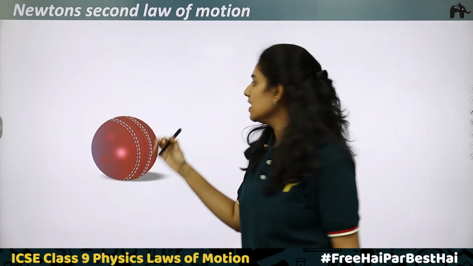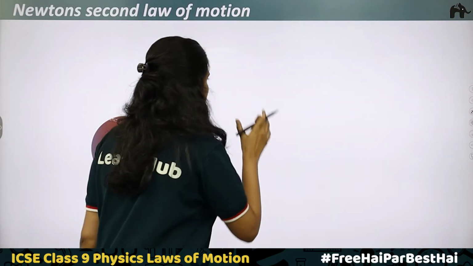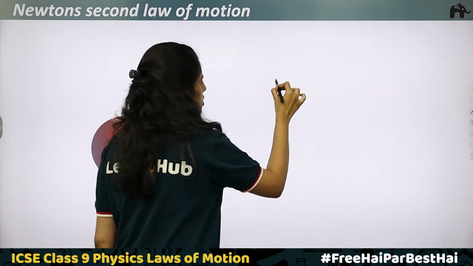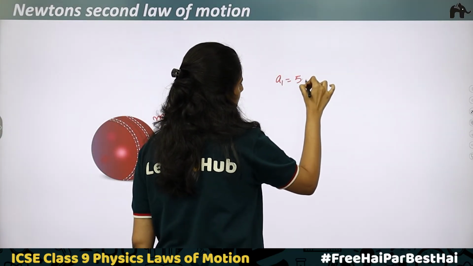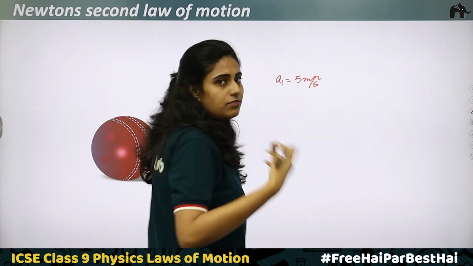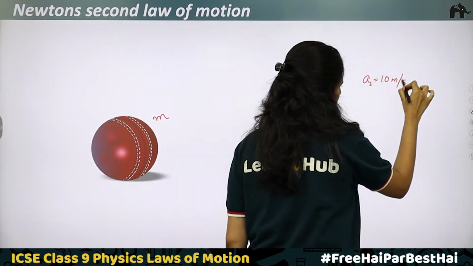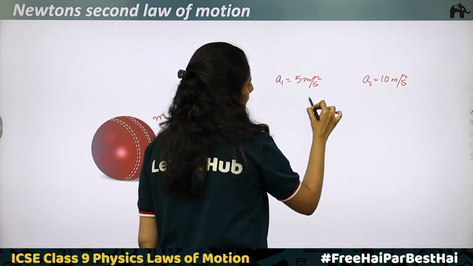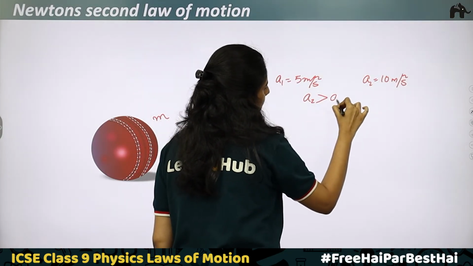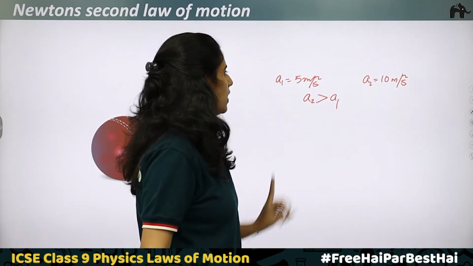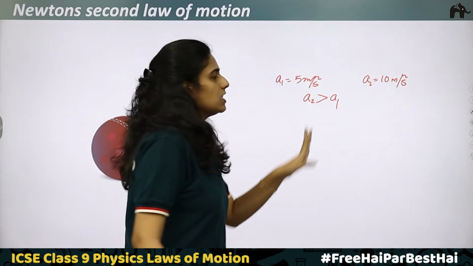Here you can find a ball. Let's say the mass of the ball is m. When a force is applied on the ball, the ball will start moving. Why is it happening? Because it is gaining a velocity. It is getting accelerated. Let's say initially when a force is applied, the acceleration A1 is equal to 5 meter per second square. Now, when a different force is applied, the acceleration A2 is equal to 10 meter per second square. Here it is clear that the acceleration A2 is greater than A1.